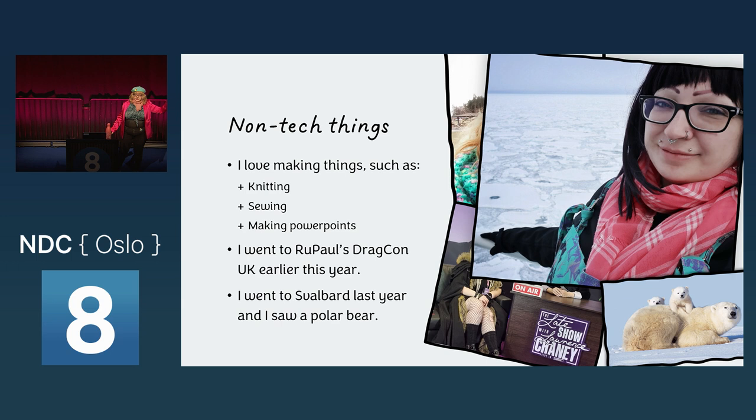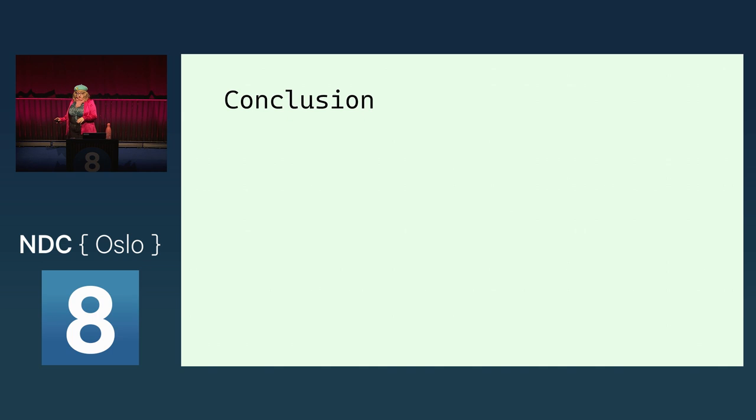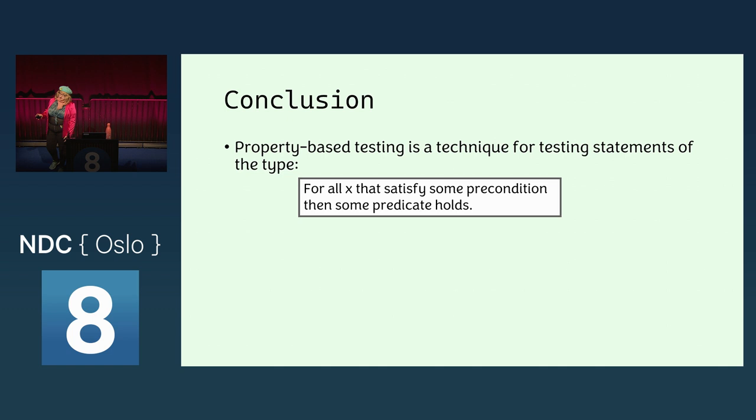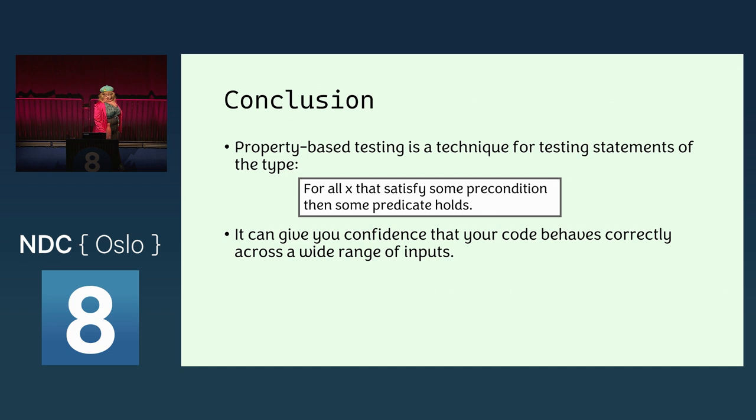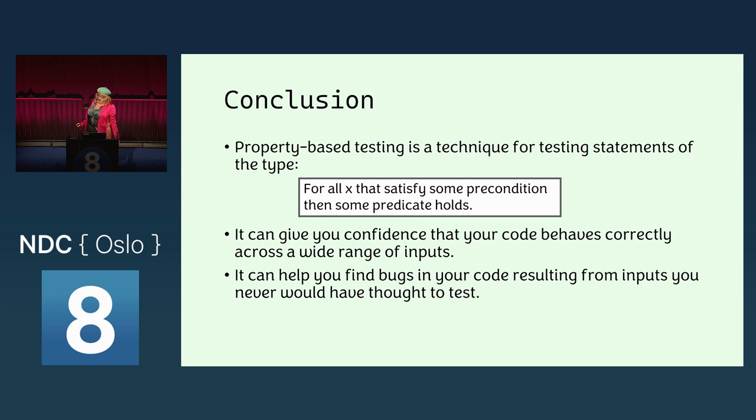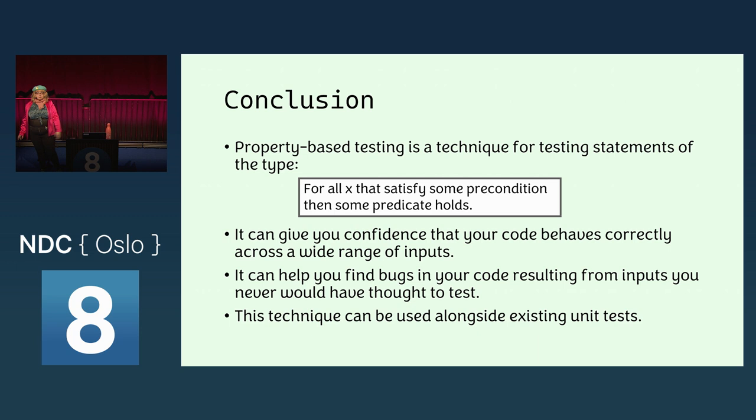Somebody who is cleverer than me said, you should put the conclusion at the start of your PowerPoint so everyone knows what you're going to talk about. So property-based testing is a technique for testing statements of the type: for all X that satisfy some precondition, some predicate holds. It can give you the confidence that your code behaves correctly across a wide range of inputs. It can help you find bugs in your code from inputs that you may have never even thought to test. And this technique can be used alongside existing unit tests. So thank you very much for coming to my talk.